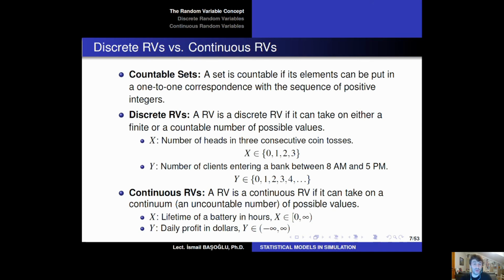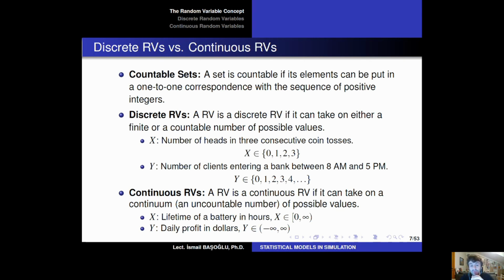So countable means what? If elements in a set can be put in a one-to-one correspondence with the positive integers, or if you can label each element with a different positive integer, then you can say that that set is countable. Now, if a random variable can take on a countable number of possible values or a finite number of possible values, then that random variable is called a discrete random variable.